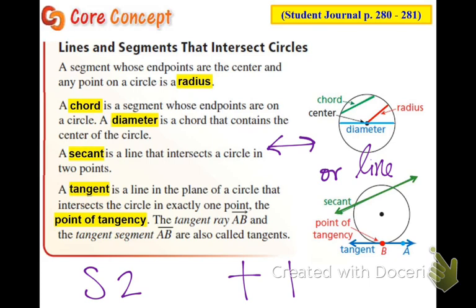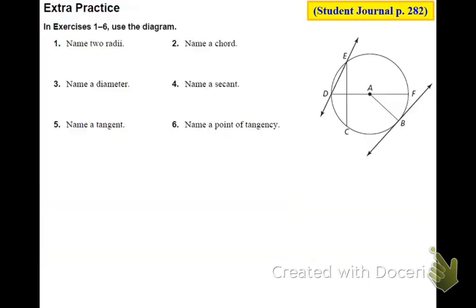Page 282. So it's 2 pages away. Name 2 radii. That looks like such an intense word. It's not. That's 2 eyes. It's the plural for radius.